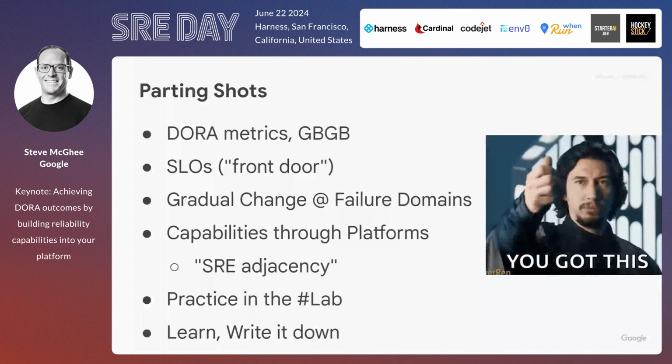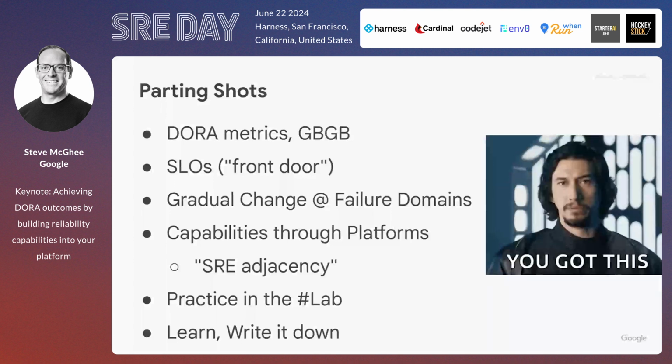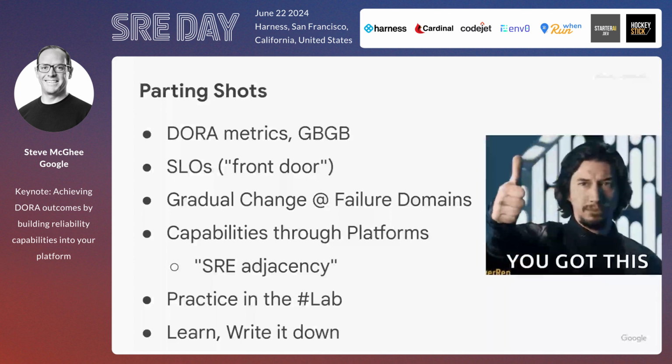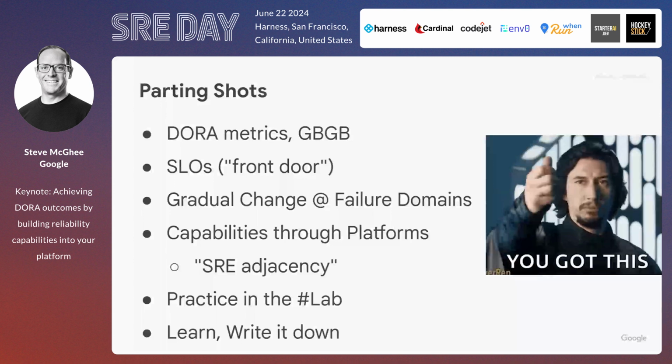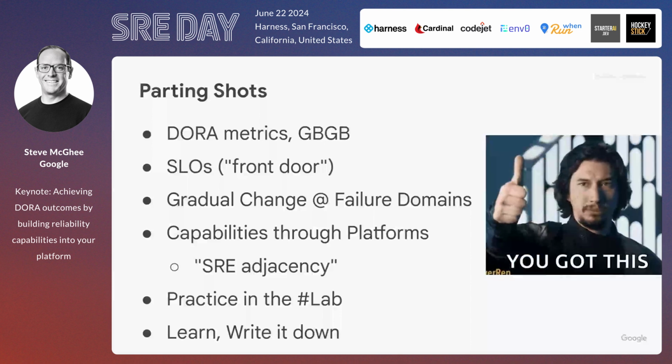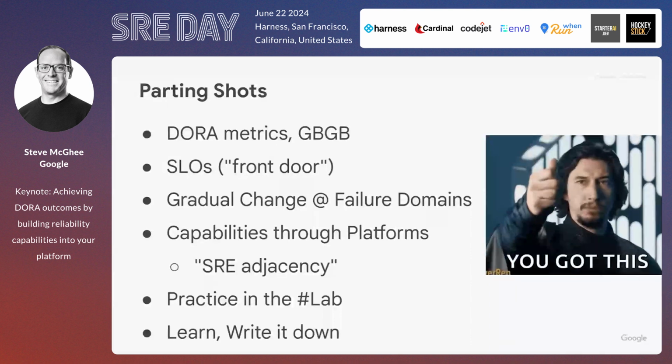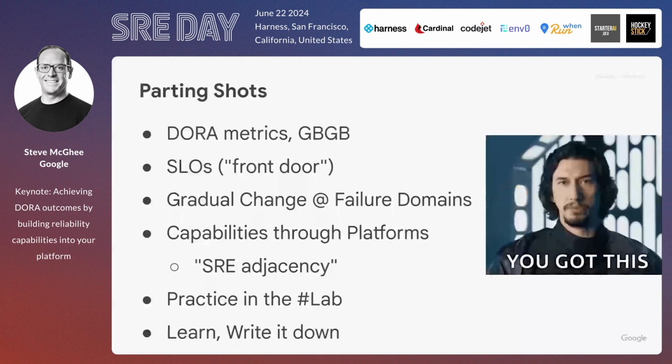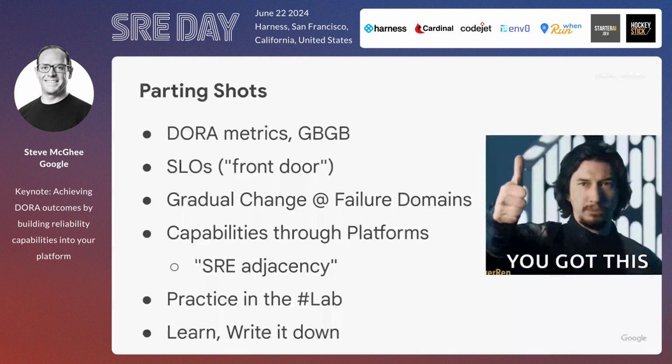Apply gradual change through failure domains. Build capabilities through your platforms. There's this concept of SRE adjacency. Kyle, I know I've said this in the past and I didn't define it very well, but basically it's the idea that if a team gets a bunch of SREs to build some stuff for them, make sure they share that with other teams too. You don't have to have SREs on your team to benefit from having SREs next door. If you share these tools, you share this platform with everybody else, we all win.